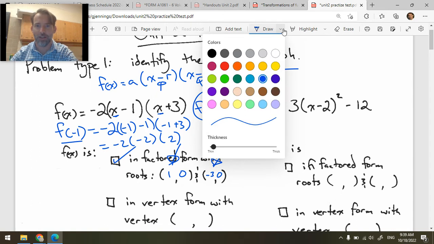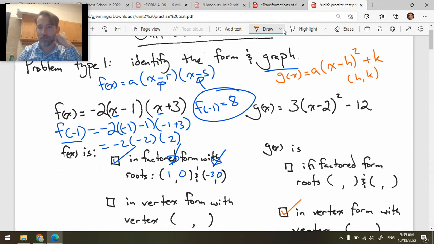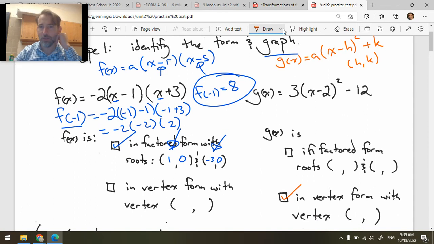And we're going to work in another color. Call it orange. And we're going to notice that g of x is in the form the stretch factor multiplied by (x minus h) squared plus k, where (h, k) is the vertex. So this is vertex form. So this one's in vertex form, and it has a vertex.